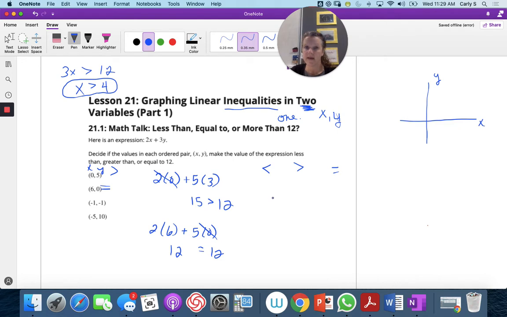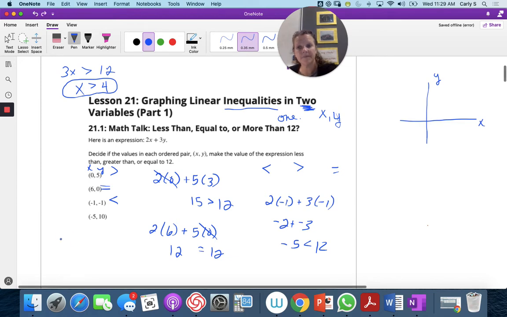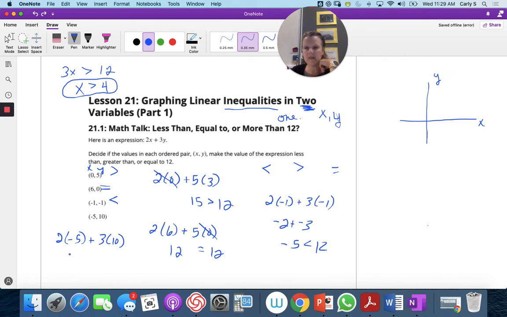And then we have 2 times -1 plus 3 times -1. -2 plus -3 is -5. That is less than 12. And then -5 times, nope, let's write it in the right order. 2 times -5 plus 3 times 10. That would be -10 plus 30 is 20, and that is greater than 12. Okay?